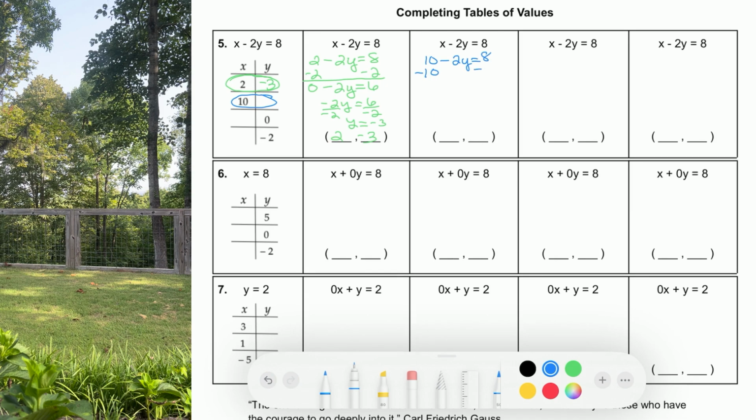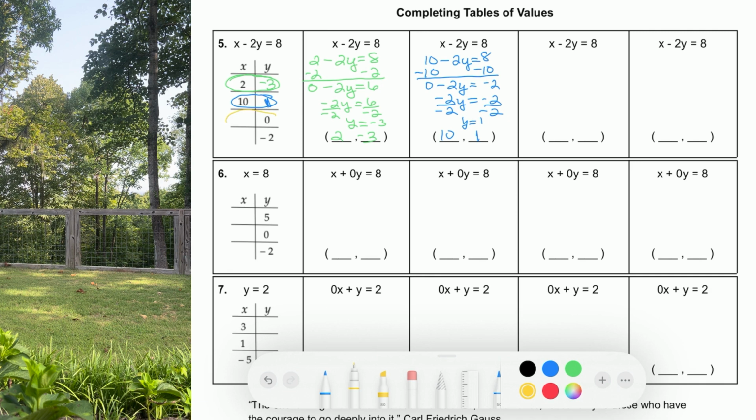Subtract 10 from both sides. I get 0 minus 2y equals -2. So -2y equals -2. Divide by a -2 on both sides. And I get y equals 1. So our coordinate is 10, not a -1, positive 1. So I'm going to put a 1 here.